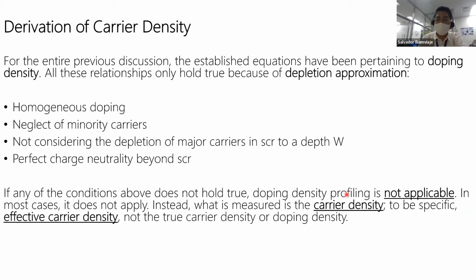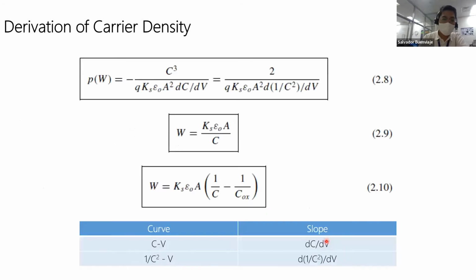So all the equations I have discussed are not applicable in measuring the doping density. In most cases, it does not apply. Instead, what we are measuring is the carrier density. So actually, to be specific, it is the effective carrier density, not the true carrier density or the doping density. So these are the governing equations. All these equations are actually not measuring doping density, but the effective carrier density.